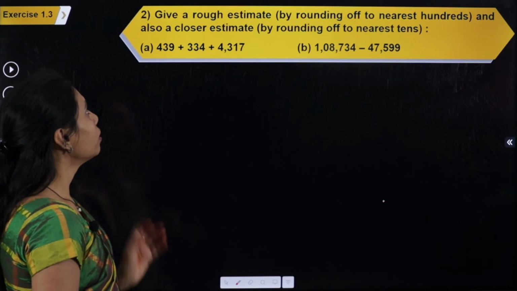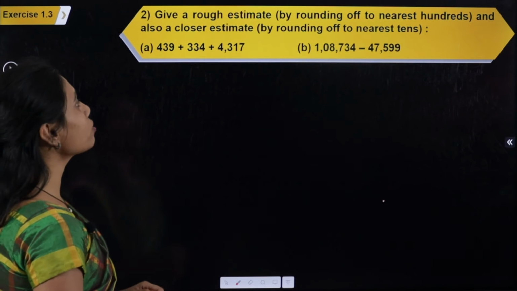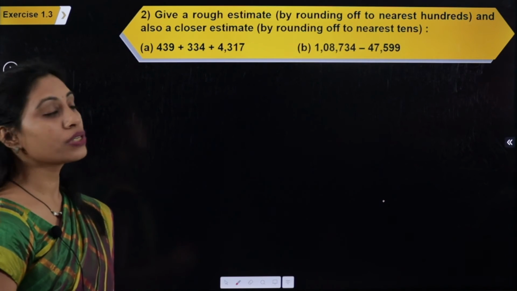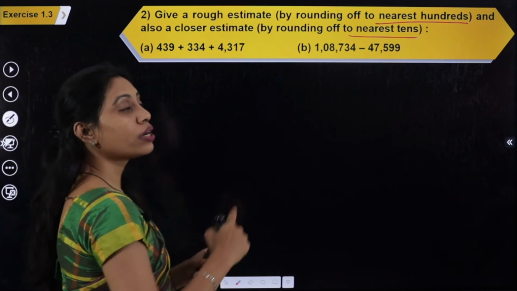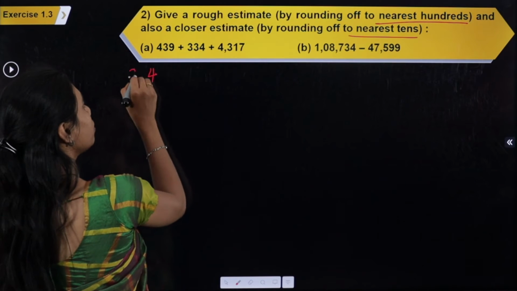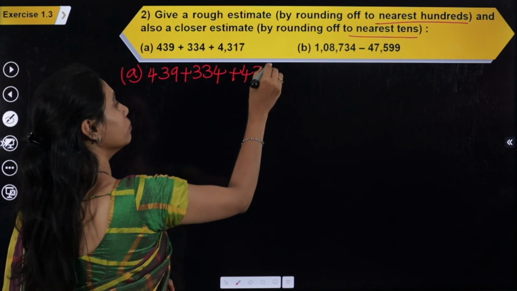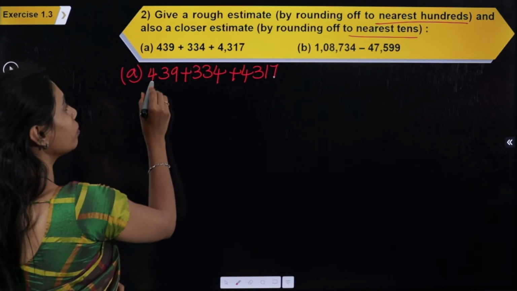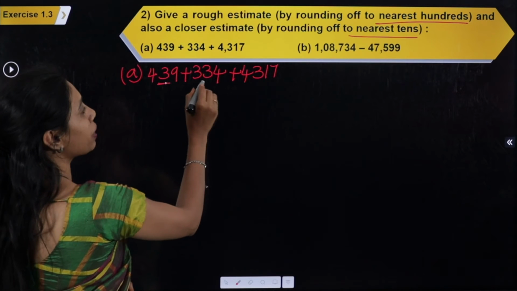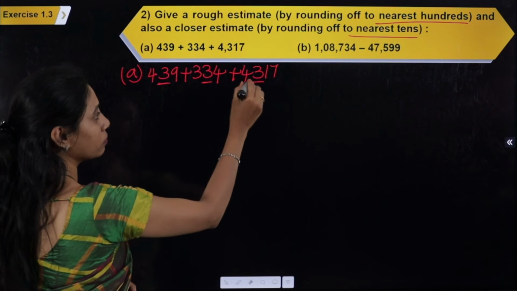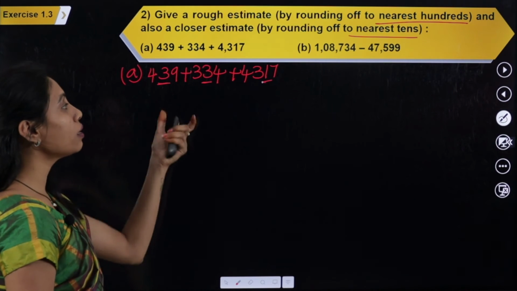Next question. Give a rough estimation by rounding off to the nearest hundreds and also a closer estimation by rounding off to the nearest tens. So here we are going to round off to the nearest hundreds as well as the nearest tens. So, first question, I am rounding off 439 to the nearest hundreds first. So I have to underline the tens place. So I underline the tens place in all the numbers.